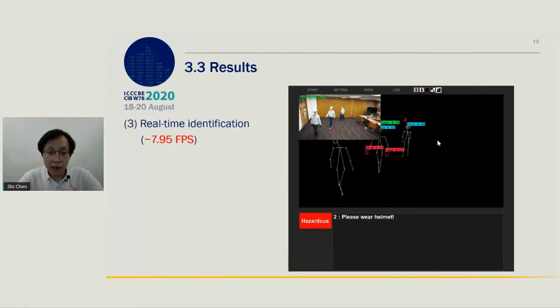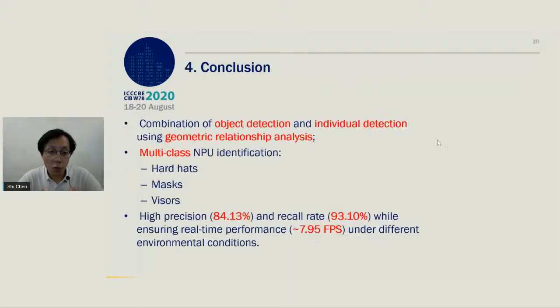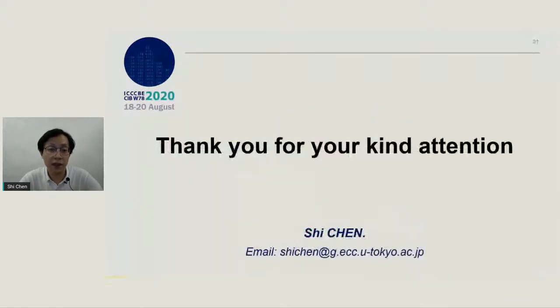So finally, for the conclusion. In this work, we have presented a PPE identification system based on a combination of object detection and individual detection using geometrical relationship analysis to address multi-class PPE identification, including hard hats, masks, and visors. And in experiments, our model achieved high precision and recall rate while ensuring real-time performance under different conditions.